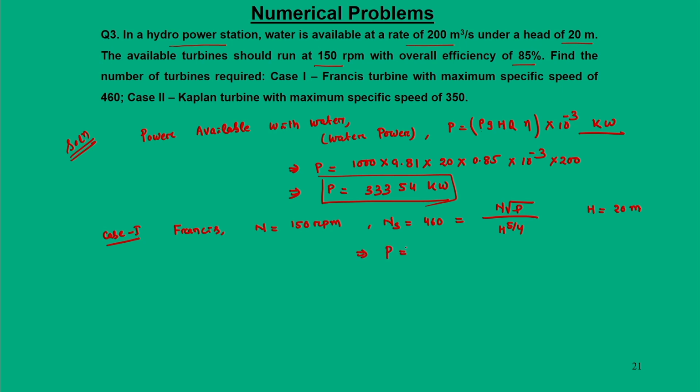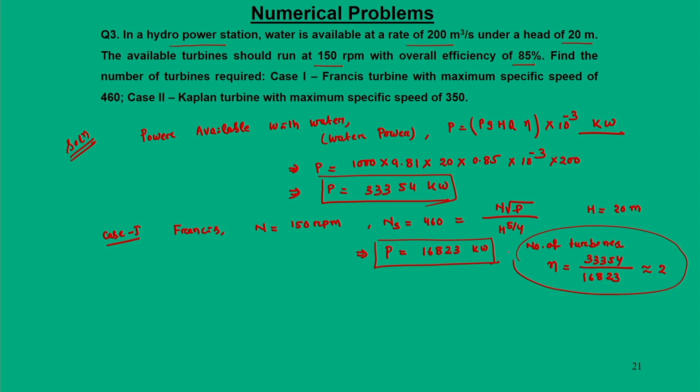So, this will give you power for a Francis turbine of 16823. So, a single Francis turbine will give you 16823 kilowatt power. So, the number of turbines N will be 33354 divided by 16823. So, it is approximately 2. So, we need to have 2 Francis turbines.